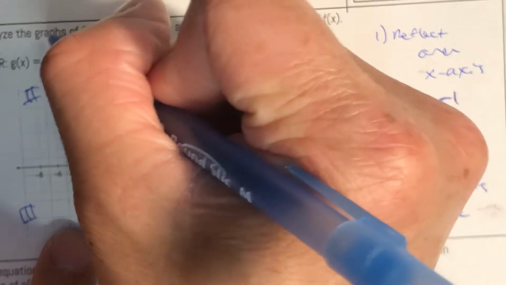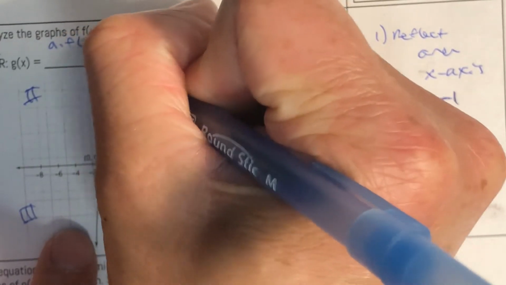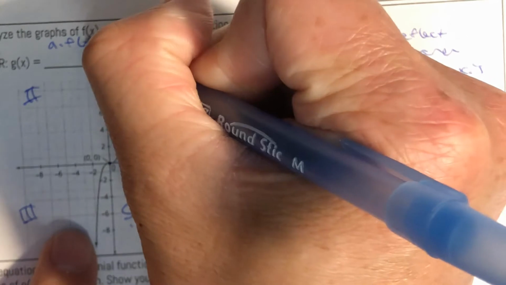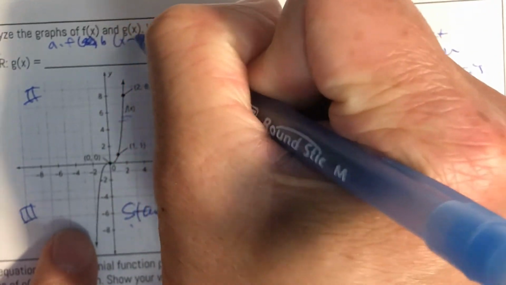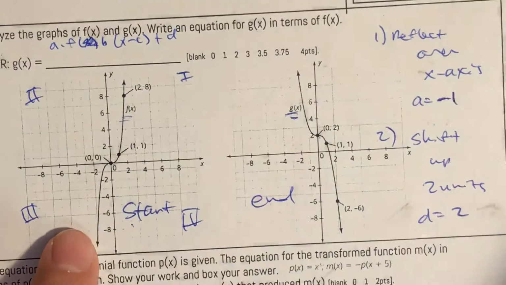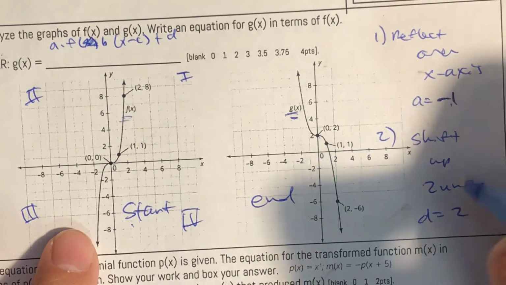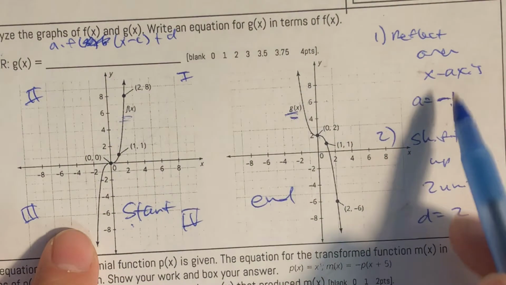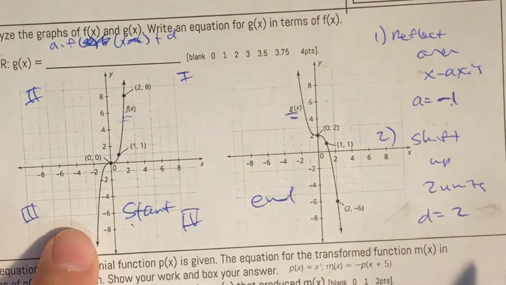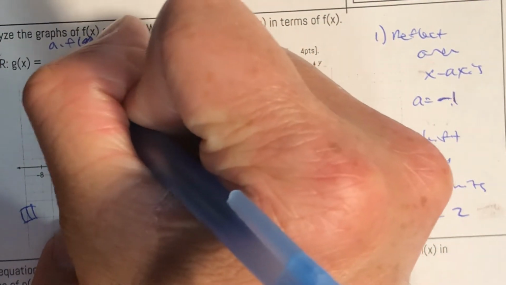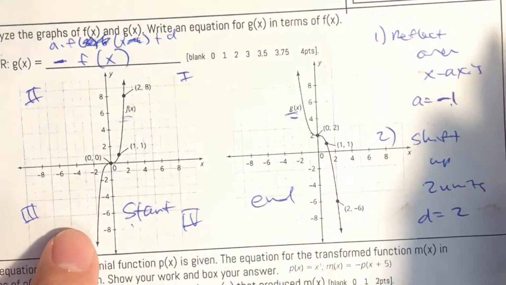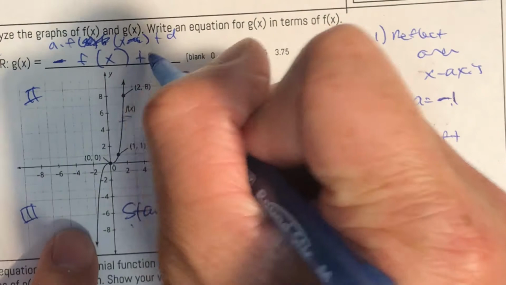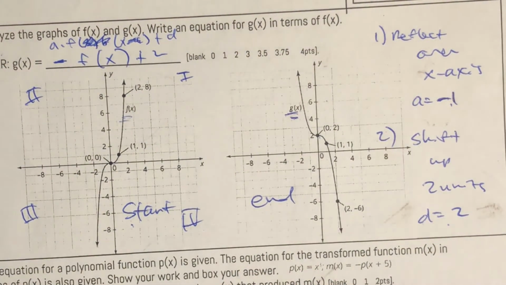So if I have my rule, a times f of, inside would be b times x minus c, plus d. I have an a value. I don't have a b, so you can cross off the b. I don't have a c value. So you can just put all these numbers in. So I have a negative, -1, or just negative, the function f, and then plus 2. So my answer would be negative f(x) plus 2.